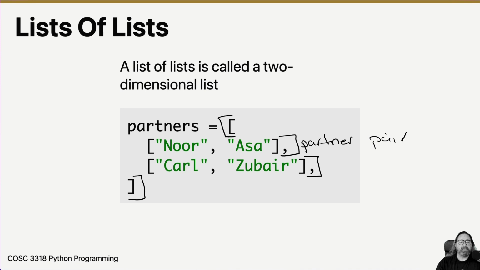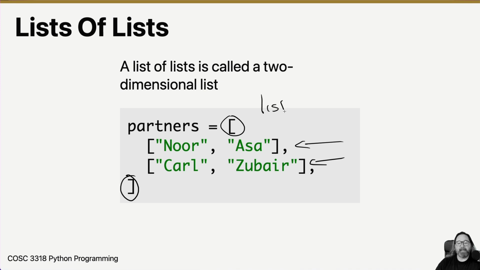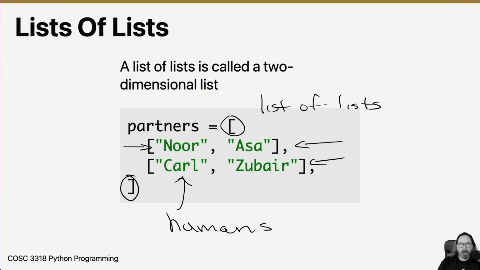Let's take a look and see what it looks like here, because you'll often see it written this way in Python code. When you see a square bracket and another square bracket like this, and then a whole list, like rows of more lists inside there, automatically you should be like, this is a list of lists. Boom. List of lists, just like that. And the reason we write it like this is because it's easy for humans to read. We look at that and we're like, oh, okay, Noor and Asa are a set of partners. Carl and Zubair are a set of partners. So this is a list of partners.